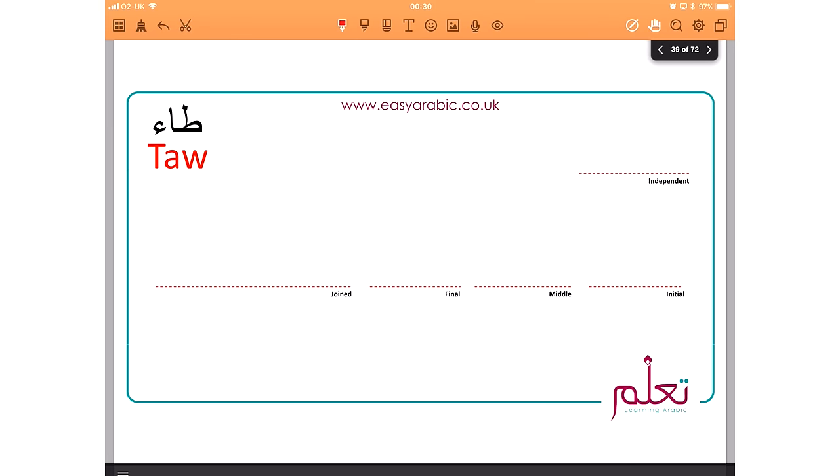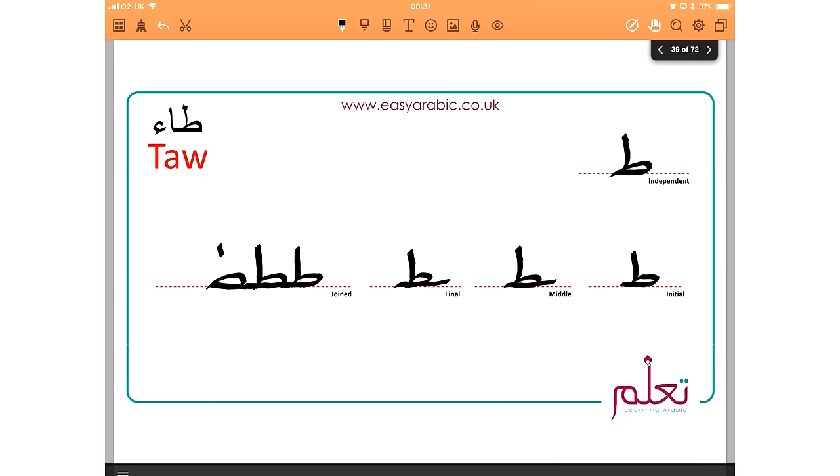Next we have the letter ta. So the ta is like this. At the beginning it's like this. In the middle something joins onto it. And then at the end. So the joined up form, we have ta, then we do another one, extend that slightly, ta, and then we have ta.